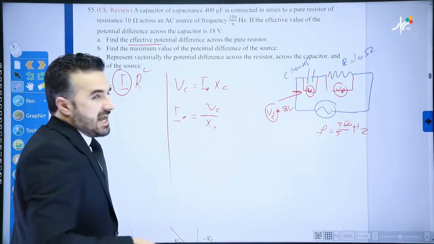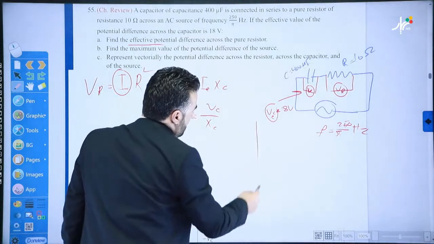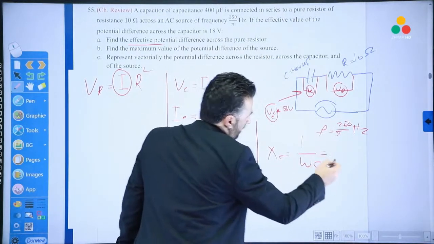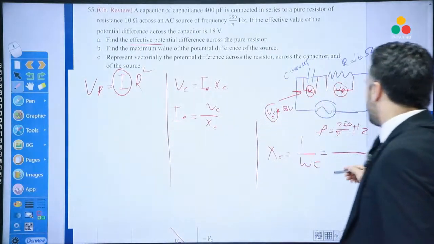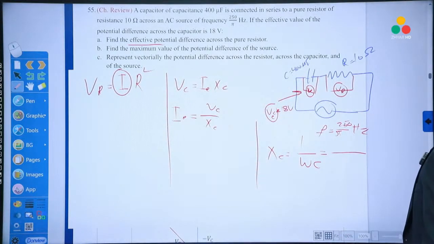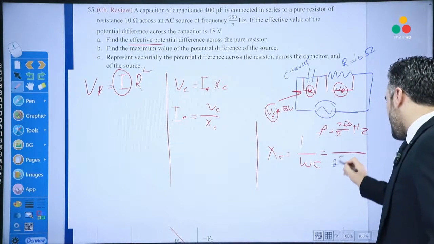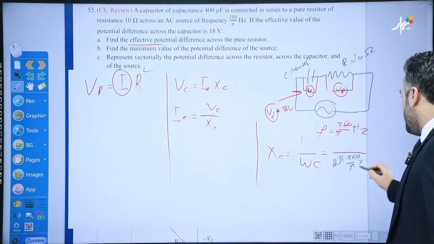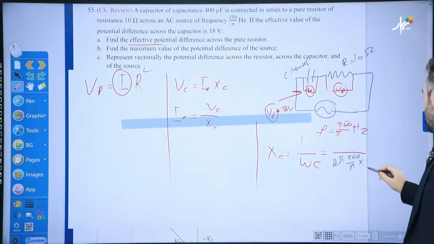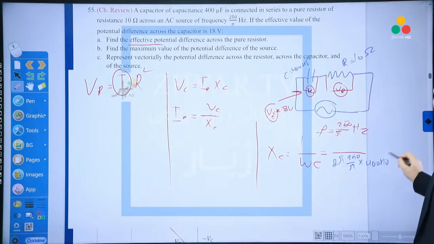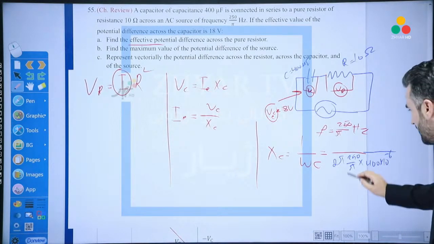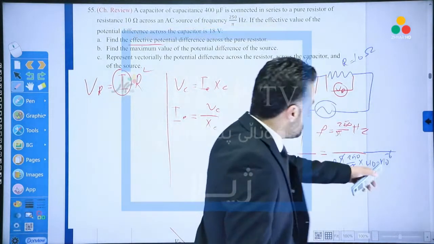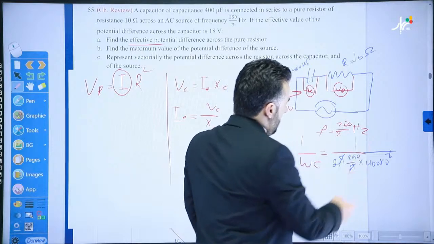But the question is, do I have XC? The answer is no. Can I find XC? Yes. XC is equal to 1 over omega C. Do we have the value for omega? No, but we have the frequency. So it is equal to 1 over 2 pi F, and the value for F is 250 over pi, multiplied by the value for the capacitance, which is 400 micro. Micro is 10 to the power negative 6. So you do the math, you can cancel out the 2 times 250, that is 500 times 400 times 10 to the power negative 6, all under 1.